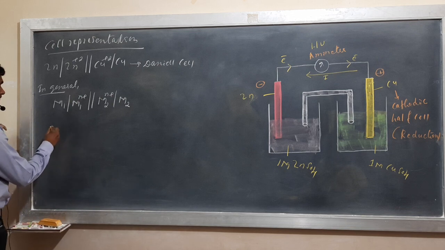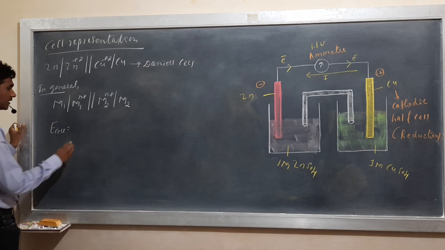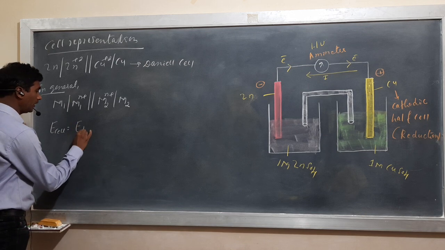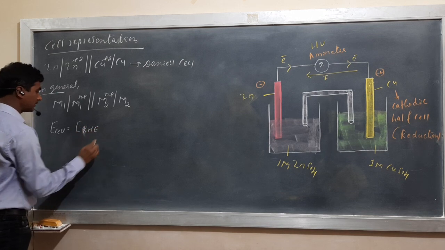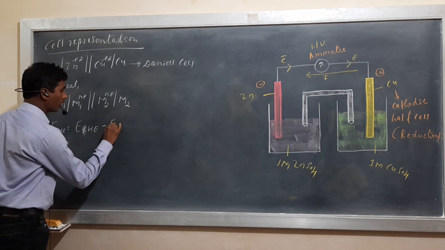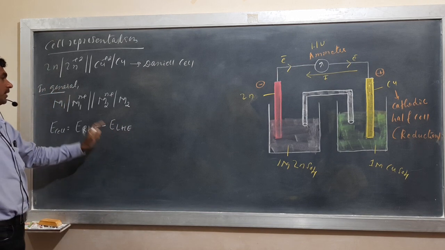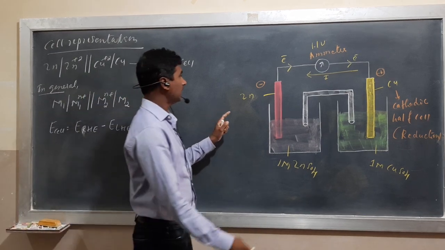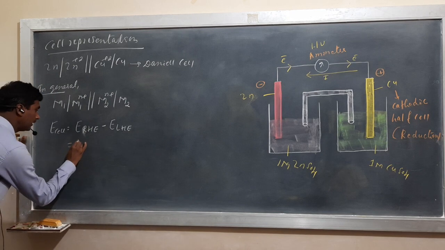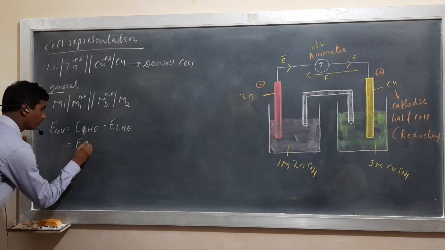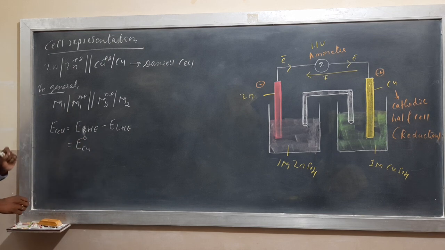The next is, what is the E of cell? E of cell is equal to E of the right hand side electrode minus E of the left hand side electrode. Which is the right hand side electrode here? The copper is the right hand side electrode. So I can write E of copper, and I can take the standard electrode potential, E naught of copper.